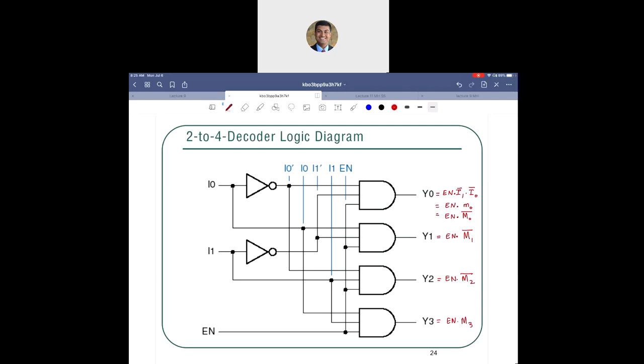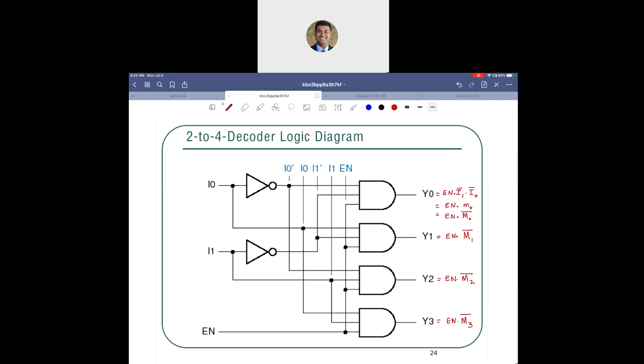Now, when I talk about minterms and max terms, it is critical that I define which input is the most significant and which input is the least significant. Because otherwise, I cannot be referring to max terms and minterms as each row. Minterm 1, minterm 2, what does that 1 and 2 correspond to?